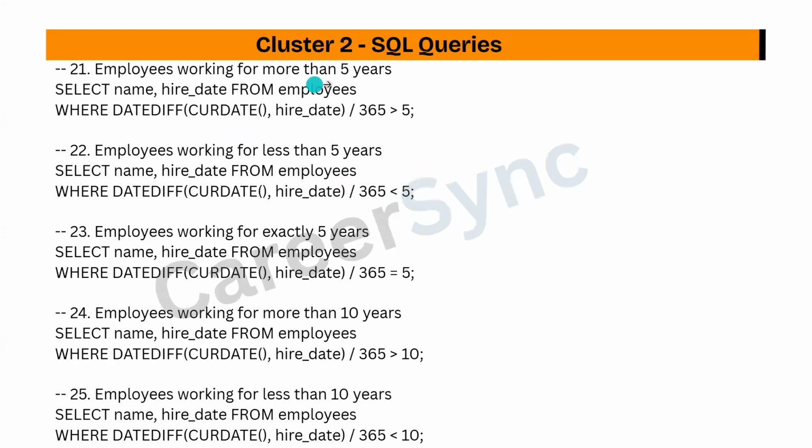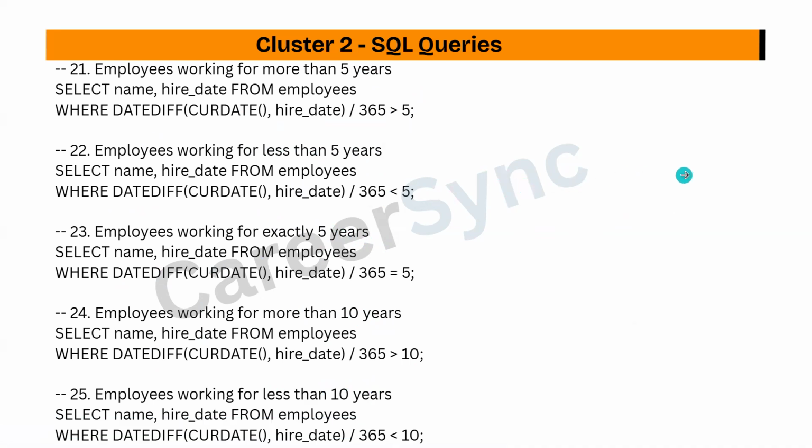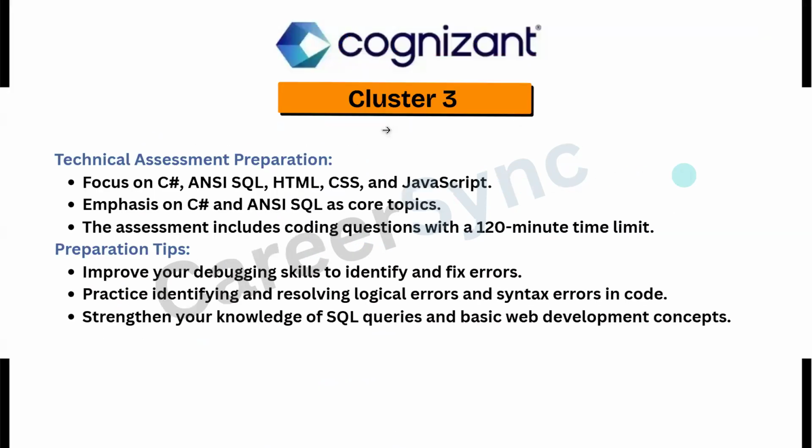Now, employees working for more than 5 years, you have to list them. Employees working for less than 5 years, employees working for exactly 5 years, employees working for more than 10 years, employees working for less than 10 years. So you need to focus on this and solve these queries by yourself.